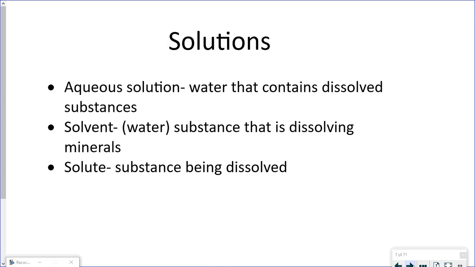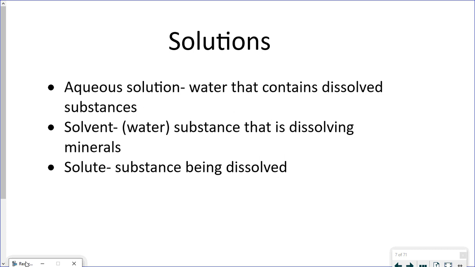Whenever we deal with reactions and stuff, most of our materials are in aqueous solution. So remember, aqueous solution means that we have water that contains dissolved substances, where we have our solvent, which is the water. So with aqueous solutions, we have the solvent, which normally is going to be water, which is the substance that is dissolving whatever minerals or chemicals we're dealing with. And then we have the solute, which is the substance being dissolved.